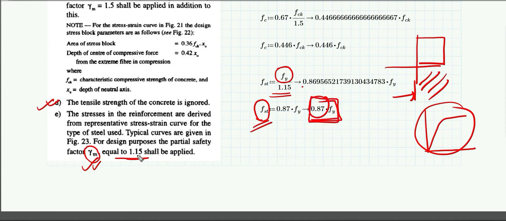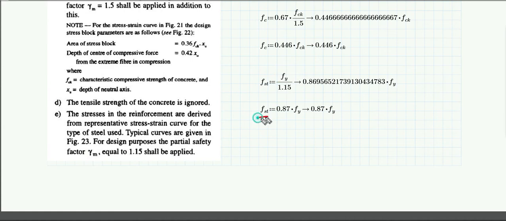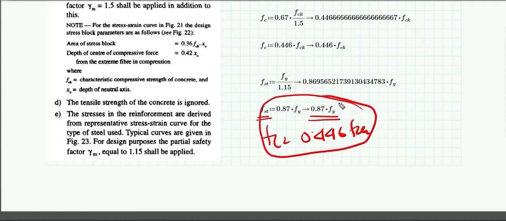Remember this value. The partial safety factor for steel is 1.15, and the partial safety factor for concrete is 1.5. Remember these two values. This is very important. So the FST value will be 0.87 Fy and FC is equal to 0.446 FCK. This is very important, very important.